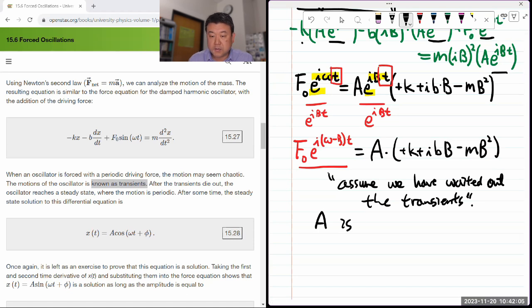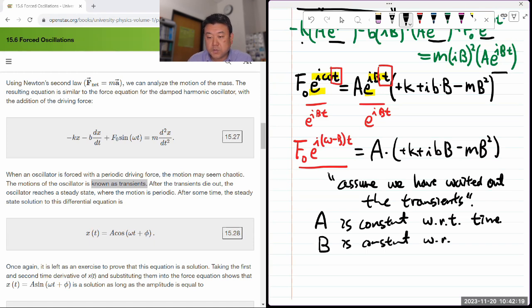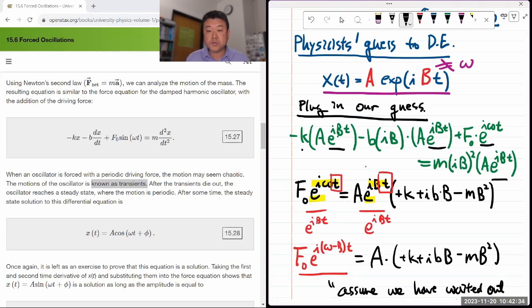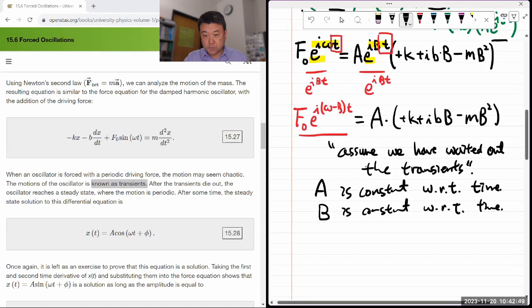If we have done that, what that means is A is constant with respect to time, and the same thing with B. Because if they are not constant, then there might still be transients, things changing with time that have to do with the general properties of oscillation. A stands for the amplitude and B stands for the oscillation frequency, and I want those to settle down so that they have some stable amplitude and stable frequency.